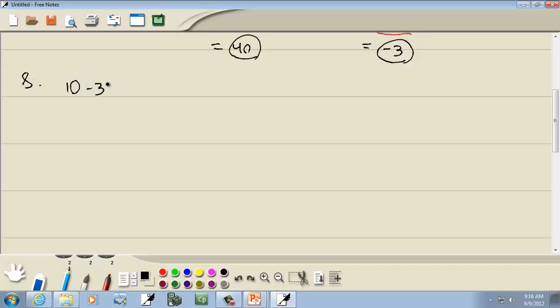10 minus 3, negative 2 to the third power, minus 30 divided by 5.